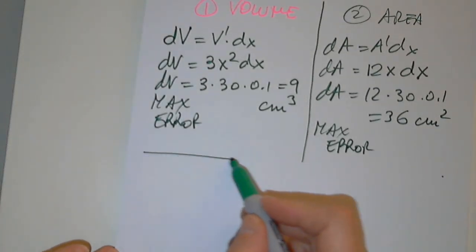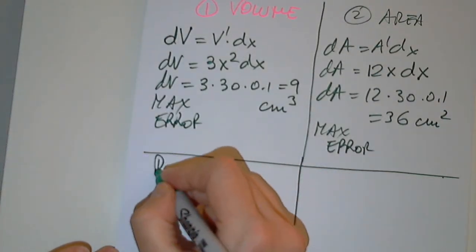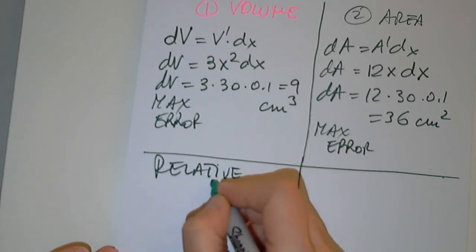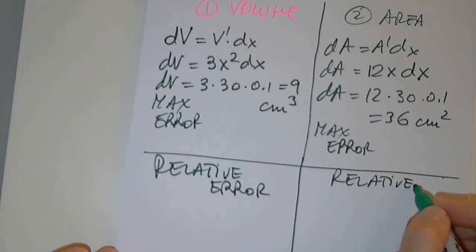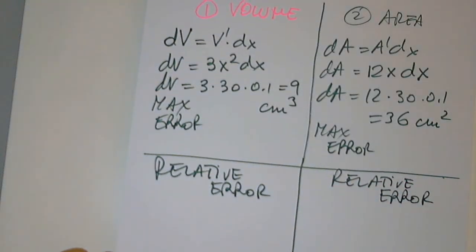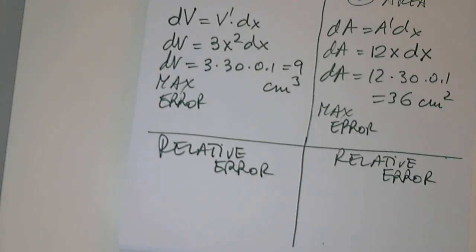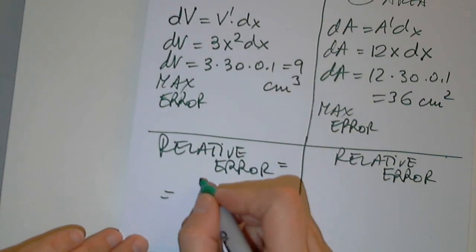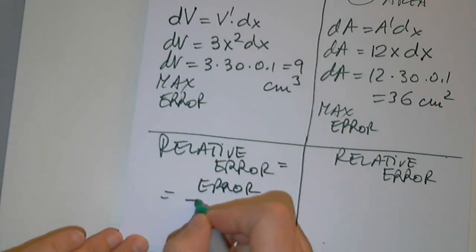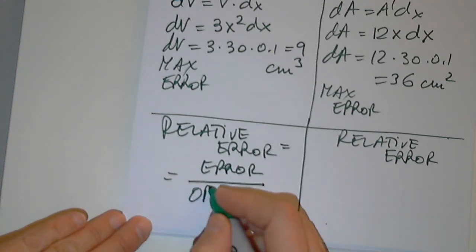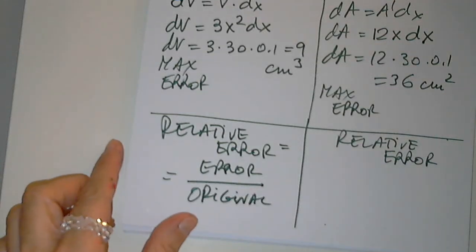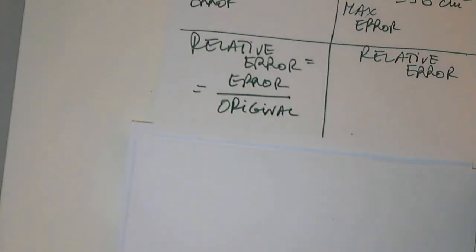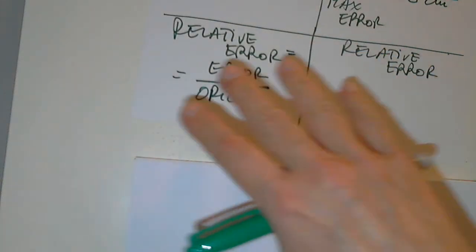So let's talk about relative error now, for both. The relative error equals the error divided by the original. I'm not going to put numbers in at the beginning. I just want you to see what happens here, and then we can put the numbers in.